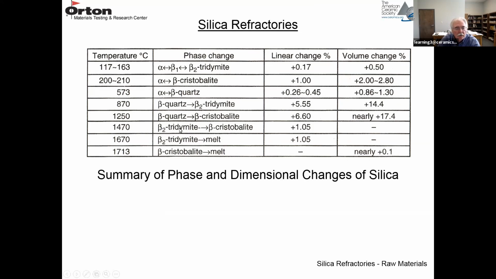You can go from the tridymite to cristobalite, linear change. That's a reconstructive transformation of about percent. And then when you melt these materials, beta tridymite melts at 70 and beta cristobalite at 1713. There's a volume change when it melts and a linear change. Not all of these are shown here. So those are all the possible transformations, their linear changes, and their volume changes.